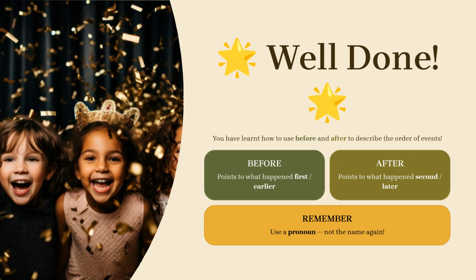Well done, everyone! You have learned how to use before and after to describe the order of events. Remember, before points to what happened first or earlier, and after points to what happened second or later. And don't forget to use a pronoun instead of repeating the name.